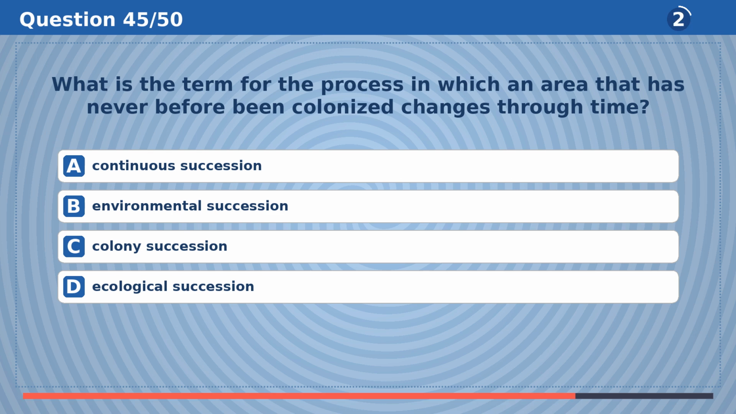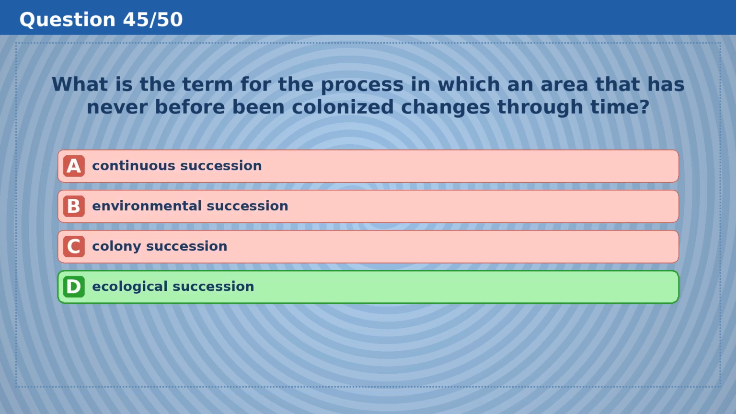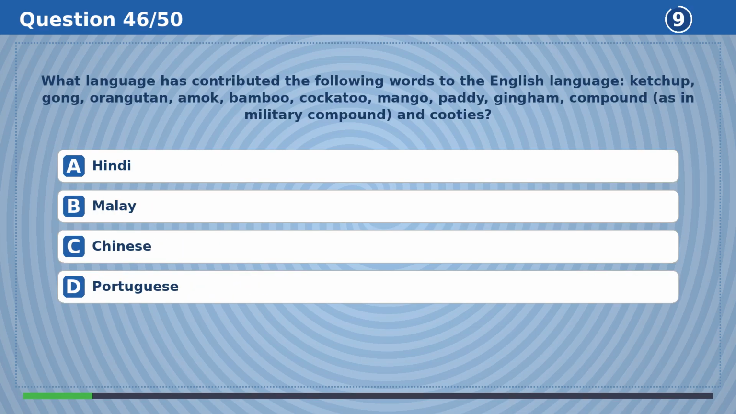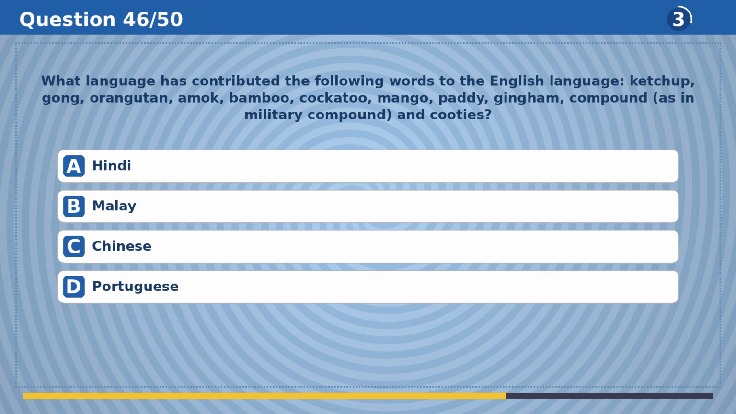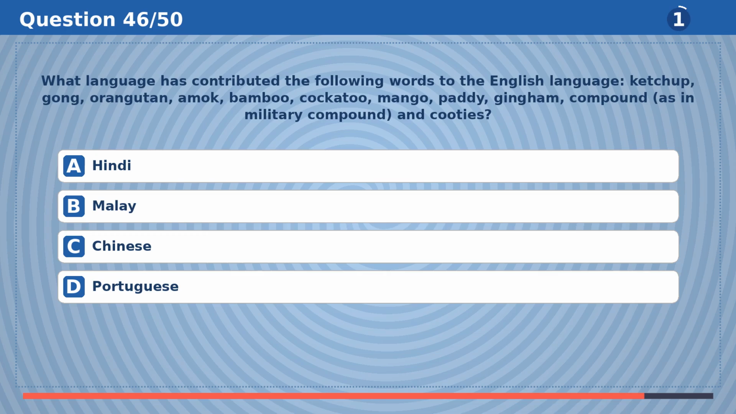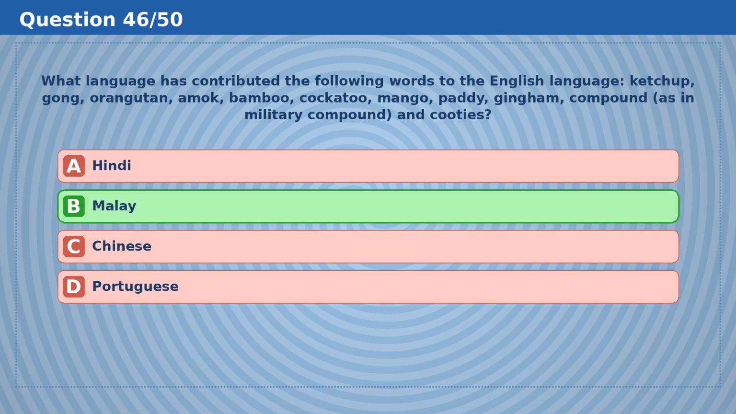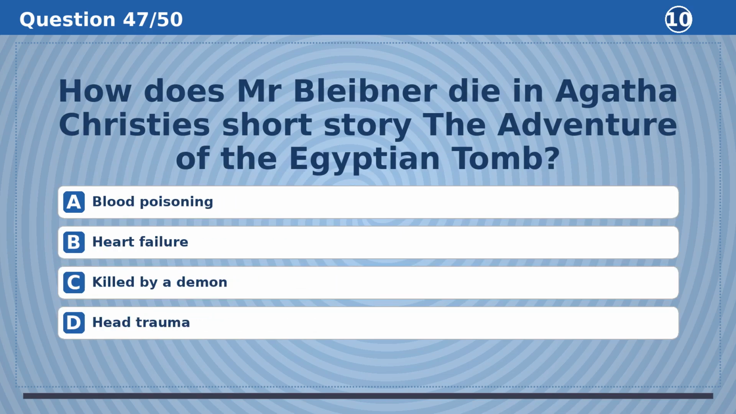What is the term for the process in which an area that has never before been colonized changes through time? The answer is D. Ecological succession. What language has contributed the following words to the English language? Ketchup, gong, orangutan, amok, bamboo, cockatoo, mango, patty, compound, and cooties. The answer is B. Malay.